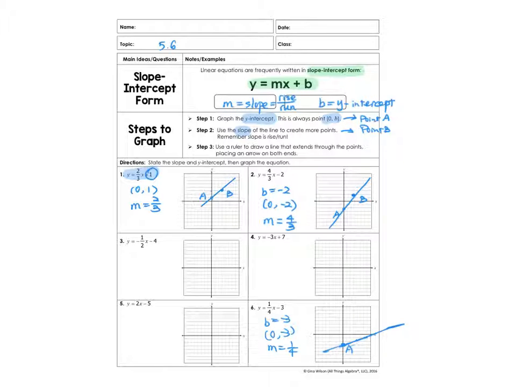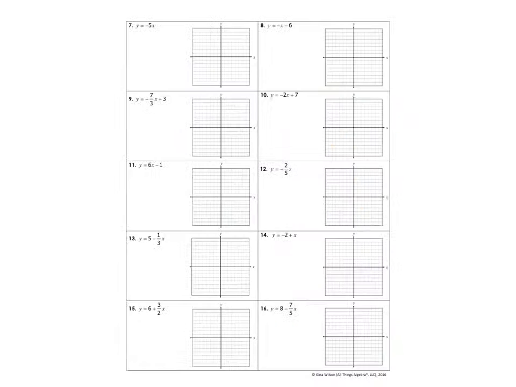So that's how you do this part. Now, sometimes there are some special ones, like number 7. There's no b. Therefore, really, the b is 0, which means the y-intercept is (0, 0). And then the m is negative 5, and you have to rewrite that as negative 5 over 1. So that means you rise by 5, you run by the negative. Remember, rise is always positive, and run to the left is negative. Right?